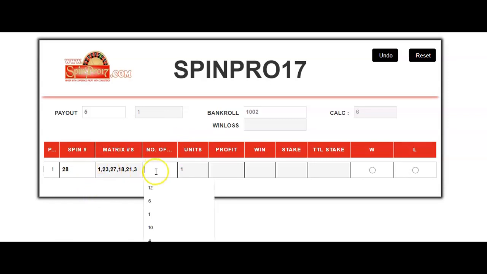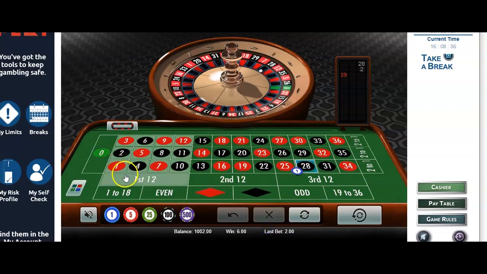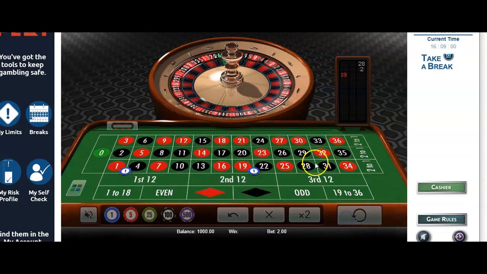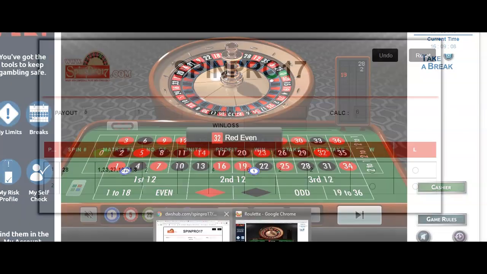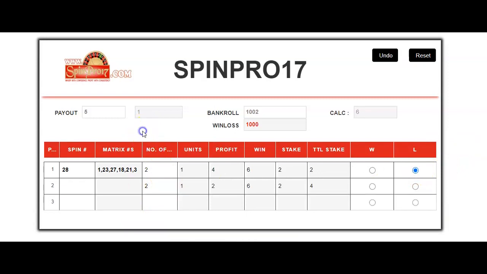So again, 2 bets: 1 and 23. That's your first play, and it only says 1 unit. We already know that. That's why we're doing it. And 32 came, didn't have it. You're going to put an L here. So what's your next sequence of numbers? It's going to be 23 and 27 because you used 1 and 23. So you're always doing the last one and the one that's following it.